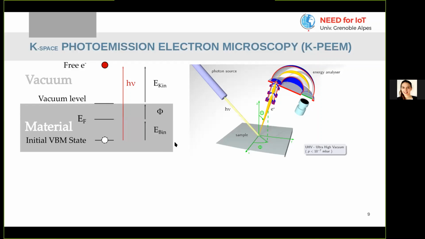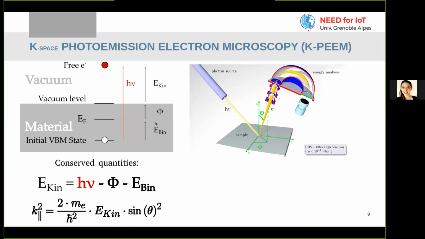Now in a scheme, this would look like this. So we have our electron at an original state. We then lift it with the energy of the photon to a higher state, and then we can measure the remaining kinetic energy as well as the work function that gives us the binding energy. So because energy is conserved, we can then get the binding energy.